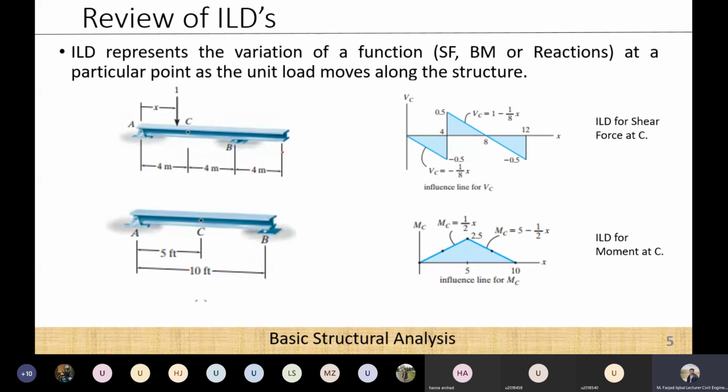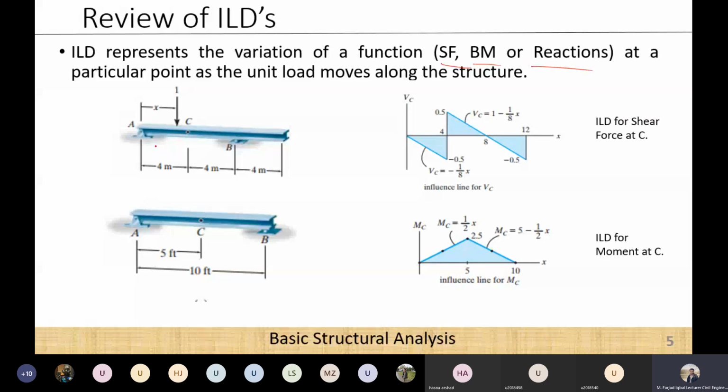So before moving on to the lecture, I would like to review briefly what we have studied about the influence line diagram pre-midterm. So what is ILD basically? It is basically the representation of variation of a function. Now by function, whenever I use this term, you should understand that it will mean the shear force, bending moment, or reaction, all three together. So ILD basically represents the variation of a function at a particular point as the unit load moves along the structure. So what does this mean?